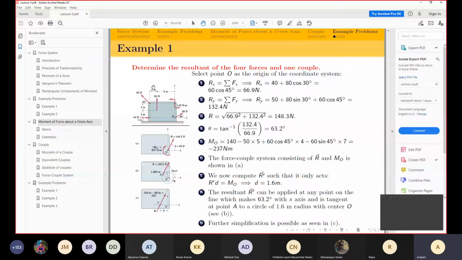So this entire force at some point, which is at a distance of 1.6 meters from point O, is the force having magnitude 148.3 Newton at an angle of 63.2 degrees, is the resultant of all the forces and the moments that were applied.